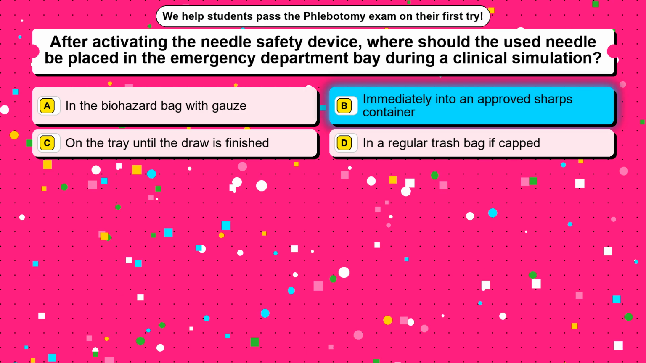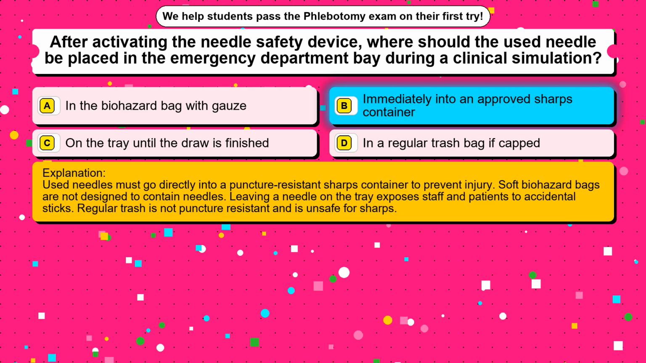The correct answer is option B. Immediately into an approved sharps container. Used needles must go directly into a puncture-resistant sharps container to prevent injury. Soft biohazard bags are not designed to contain needles. Leaving a needle on the tray exposes staff and patients to accidental sticks. Regular trash is not puncture-resistant and is unsafe for sharps.